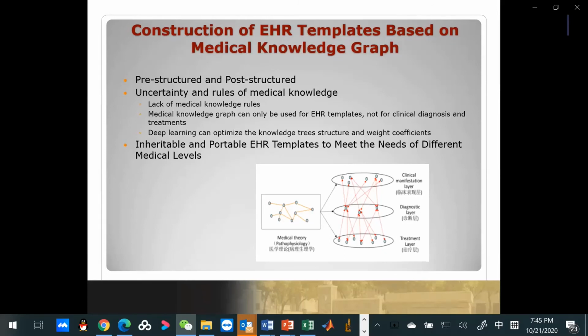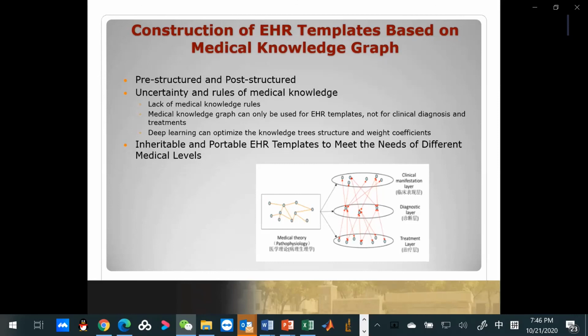We hope to develop inheritable and portable EHR templates to meet the needs of different medical levels. For example, different doctors and different hospitals need different detailed templates, and even the same doctor facing different patients needs different templates. We can build high-quality templates for doctors to use, but how to keep them inheritable and portable is a big challenge.